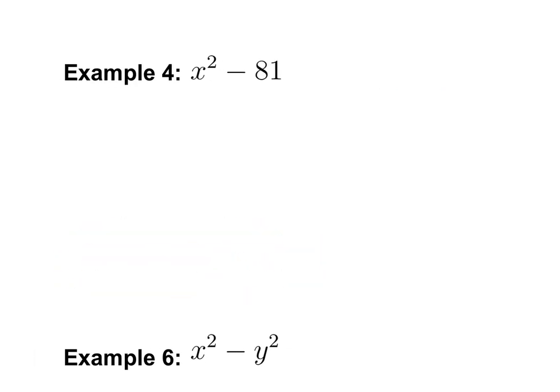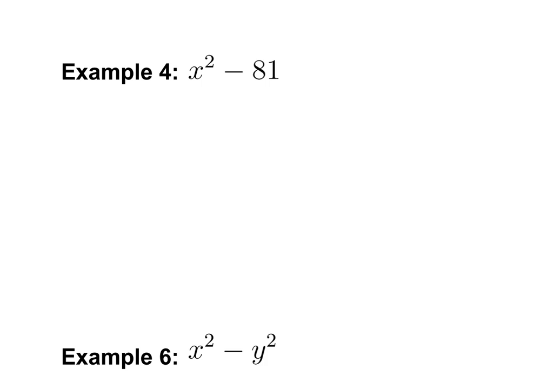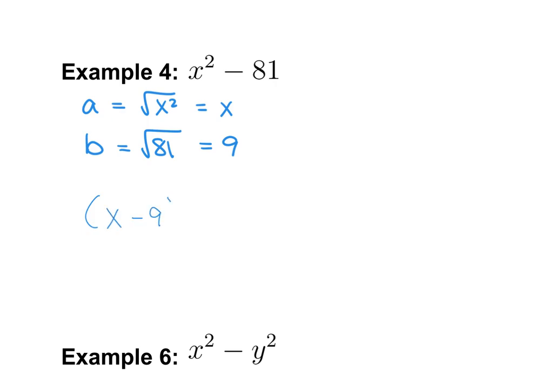All right, example 4. Again, I have no greatest common factor, so I'm going to move on to my a and my b. That's going to simplify just to x. I'm going to put that into my formula, so x minus 9 and x plus 9.